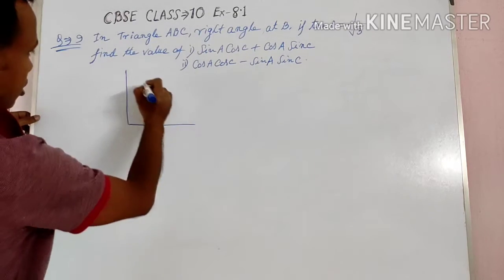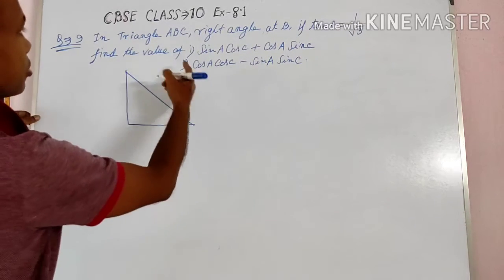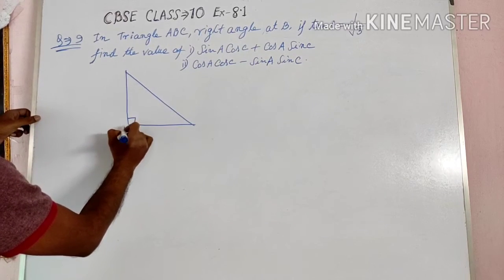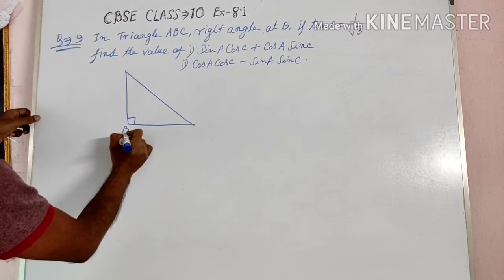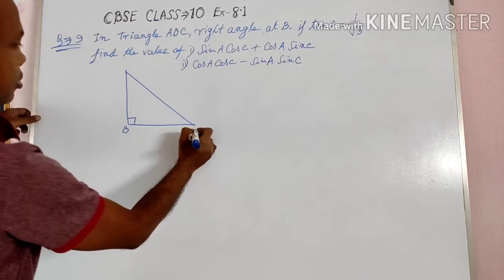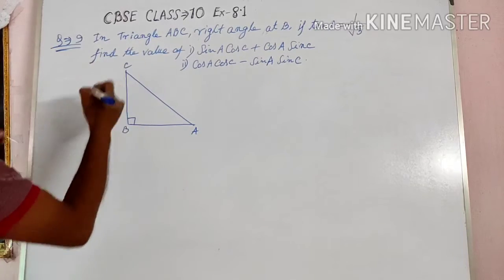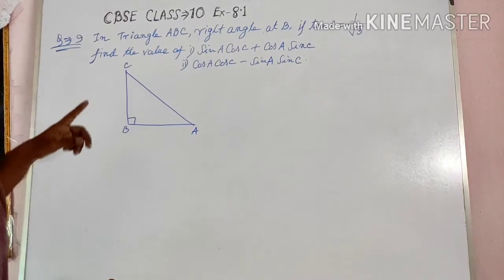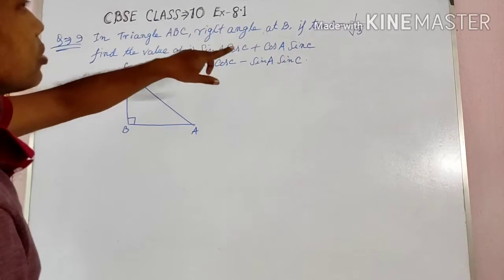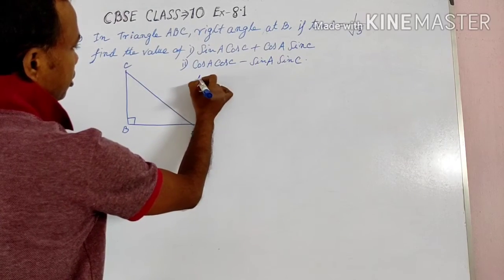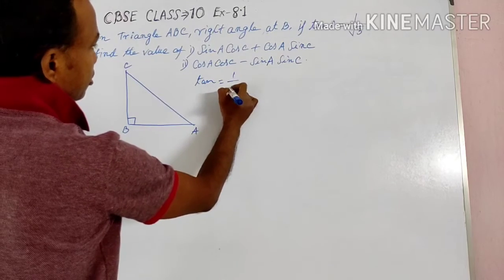This is your right angle triangle. So the right angle will be at the point B. Suppose this is your B, this is your A, this is your C. So ABC is a right angle triangle. So first we find out tan A, what is given here? Tan A is equal to 1 by root 3.